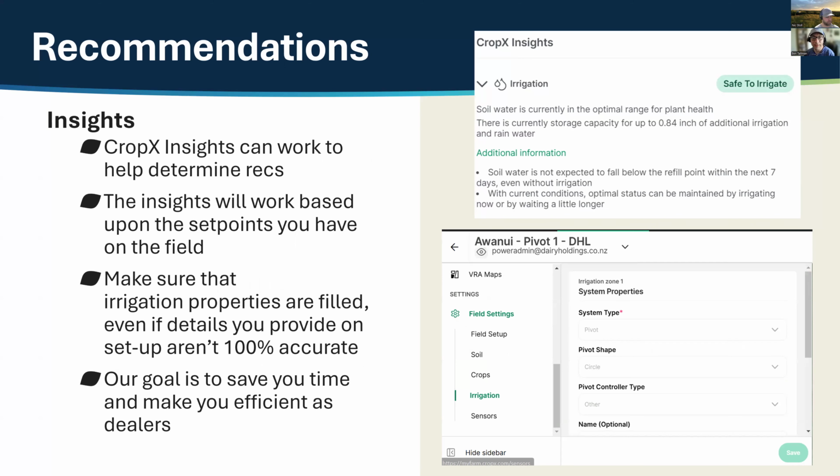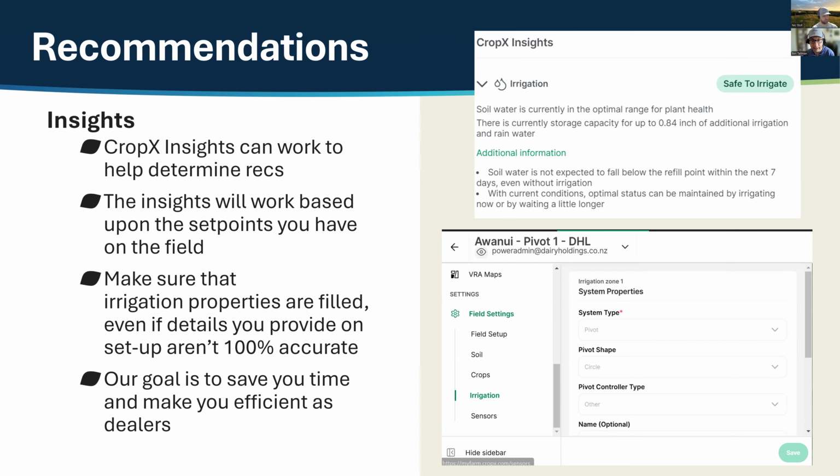Things that can make your recommendations easier: the CropX Insights. I can't speak to this enough, how great of a tool this is. It is basically a cheat sheet for writing your recommendations. It gives you a lot of information to determine what might be worth including in the recommendation, and can help you save time, especially if you're a large dealer with a lot of fields to handle.